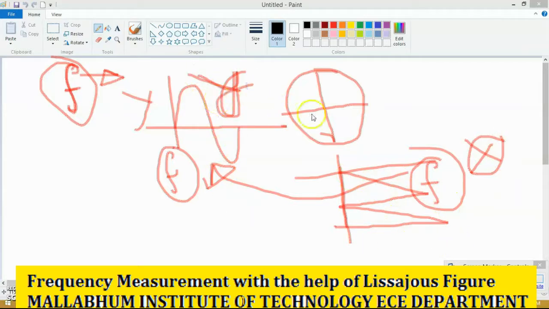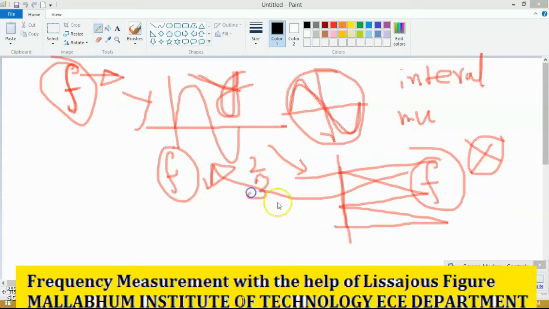Now, for a proper stationary waveform to be shown on the screen, the frequency of these two must be an integral multiple. That means they must be synchronized. Integral multiple means this frequency may be twice of this, thrice of this, but not in between. That is the meaning of integral multiple.